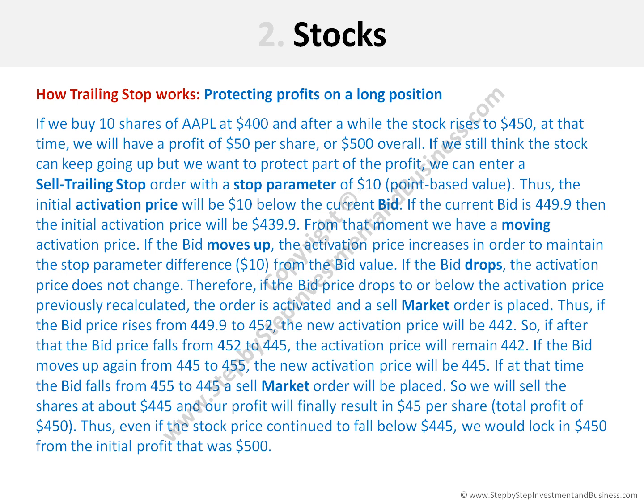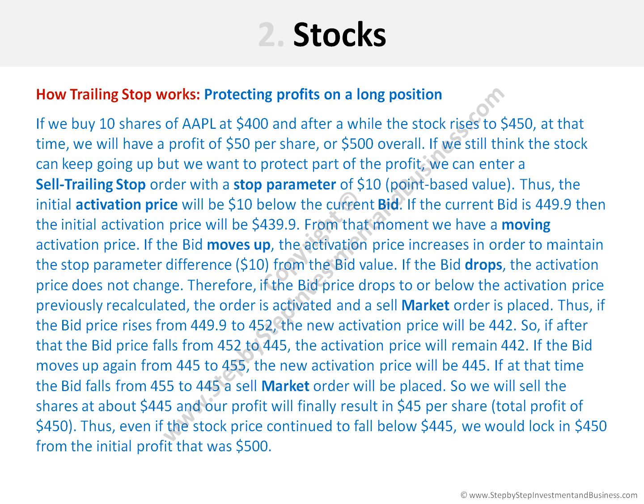This is important to note. If the bid drops, the activation price does not change. Therefore, if the bid price drops to or below the activation price previously recalculated, the order is activated and a sell market order is placed. Thus, if the bid price rises from $449.9 to $452, the new activation price will be $442.